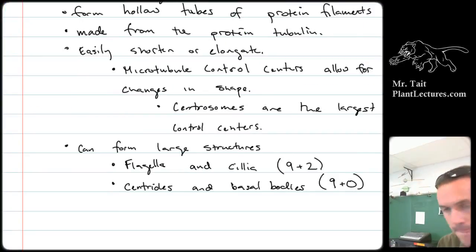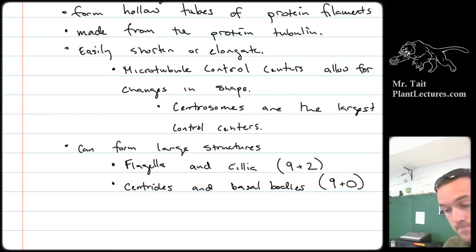It says that it's 9 surrounding pairs plus a single central pair. So how come it's 9 plus 2 and not 9 plus 1? Because they name the central pairs, or the central tubules, not based on pairing, but based on the total number of them. And then the outsides can be triplets, or they can be pairs, or they can be quadruplets, based on the structure. Yeah? Okay, so flagella and cilia can both be used for movement.